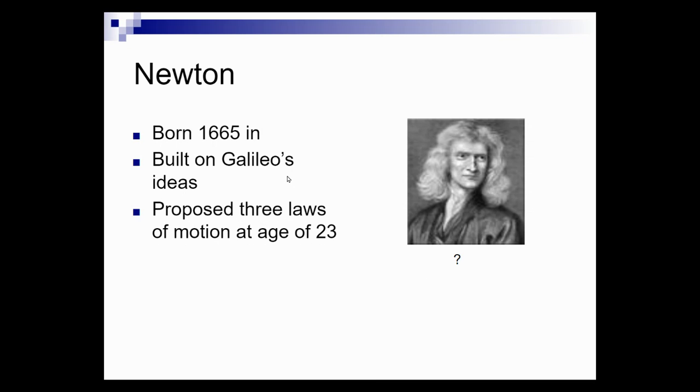Then in steps Sir Isaac Newton. He was born in 1665, and he built on Galileo's idea. Actually, he was only 23 at the time that he came up with our three laws that we still use today, all the way from the 1600s.